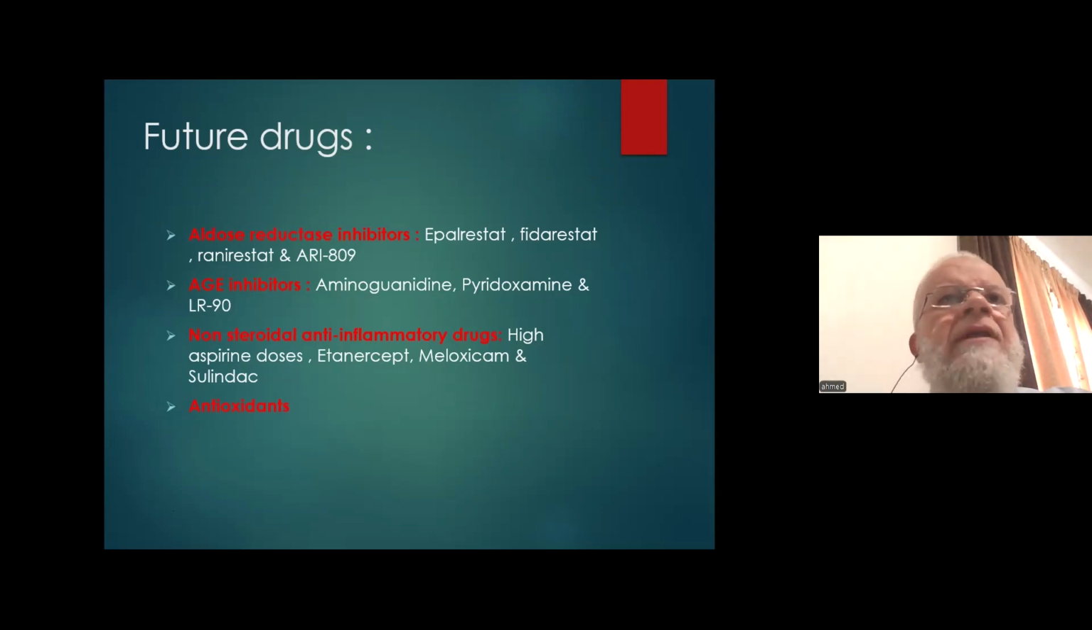Other future drugs are the aldose reductase inhibitors, the advanced glycation end product inhibitors, the non-steroidal anti-inflammatory drugs, and antioxidants.